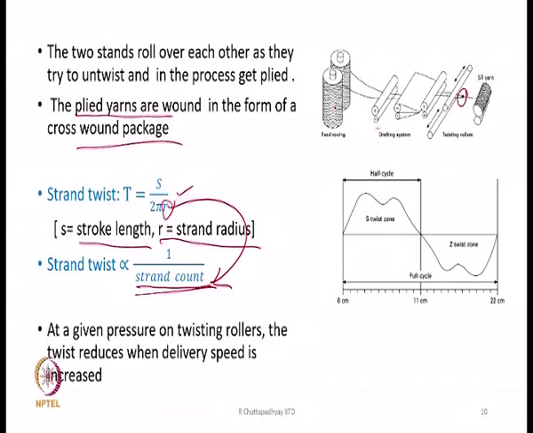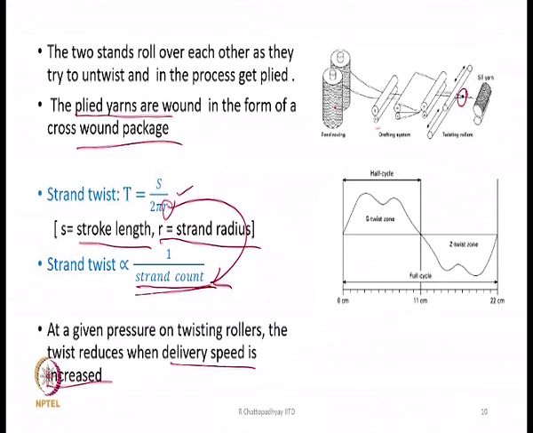The other interesting part is, at a given pressure of the twisting roller, the twist reduces when the delivery speed is increased. Obviously, ultimately how many times the roving is rotated, or turned by the stroke of the oscillating rollers, and during that time how much I am delivering. This ratio is basically the twist per unit length. So, how many times the roving is going to rotate on its own axis in one full stroke. If it rotates by n, and in that time I deliver x, then n by x is going to be the twist in the final strand.